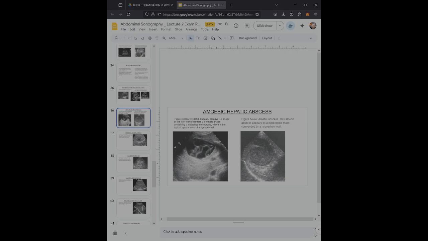Clinical features include hepatomegaly, right upper quadrant pain, general malaise, or signs of dysentery. And dysentery may be bloody, in this case bloody diarrhea. And laboratory findings may include leukocytosis, an elevated liver function test, and mild anemia.